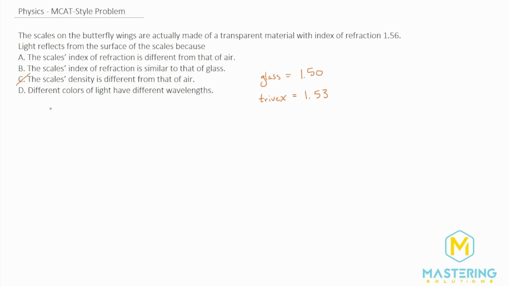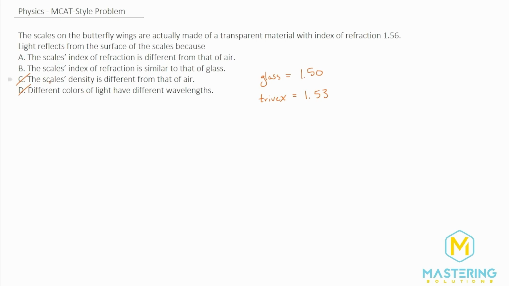And now if we look at D, yes, different colors of light have different wavelengths, but that's not why the light is reflecting from the scale, so we can eliminate D. Why does light get reflected in the first place? We've talked about that in a lot of the questions. It gets reflected, and of course there's some transmission, because of differences in index of refraction. So the answer to this question will of course be A.